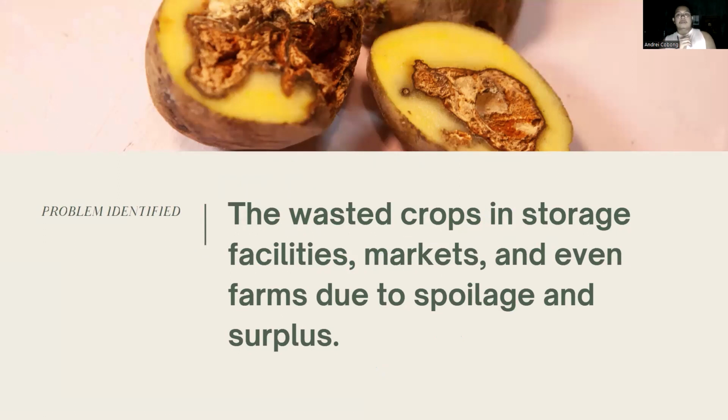So the main goal of our team is to lessen the waste crops, and if we can have a solution for the storage facilities that it can help to prolong the crops and hindi siya mabulok agad.